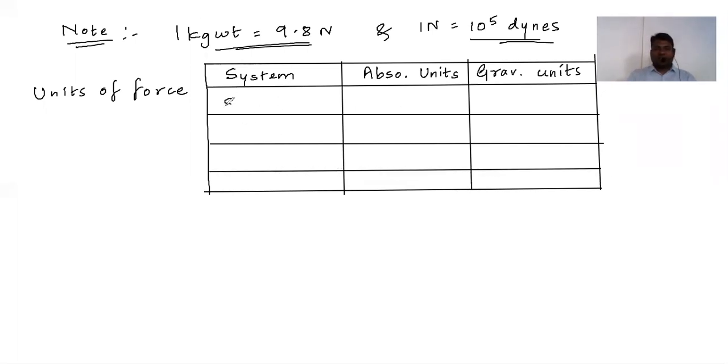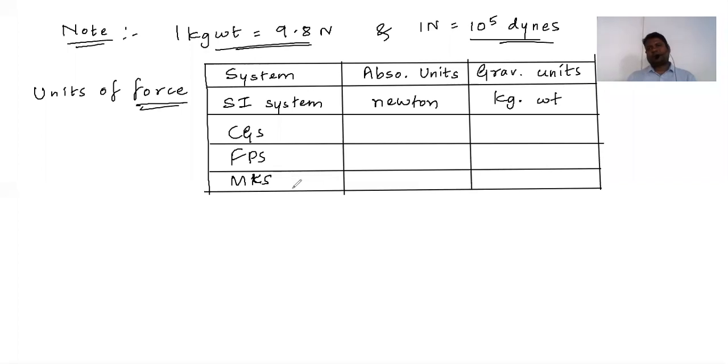So which systems do we basically have? SI system, everyone knows this. And CGS, FPS and MKS. Okay, let's go. The absolute unit we know is Newton, the standard unit for force. In terms of gravitational units, kilogram weight. And in CGS, what will come? 1 Newton is equal to 10⁵ dynes, we say dyne.